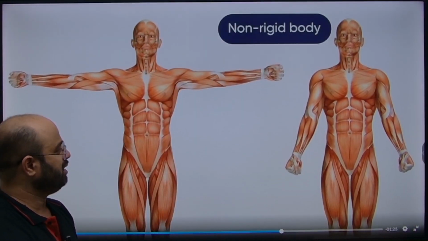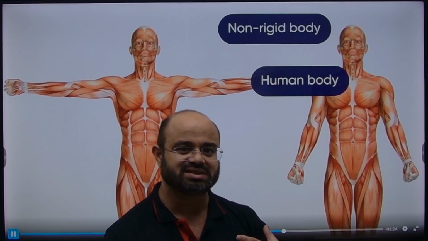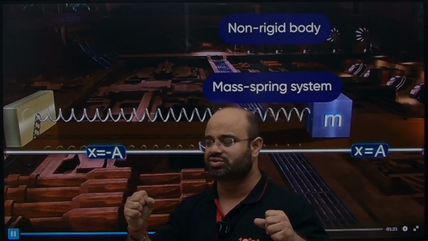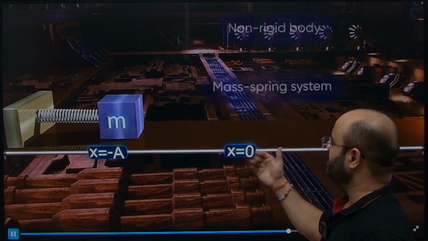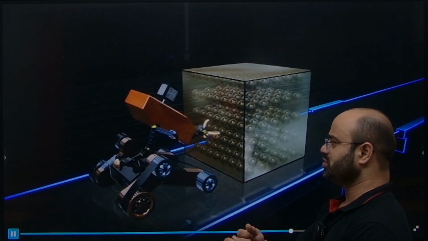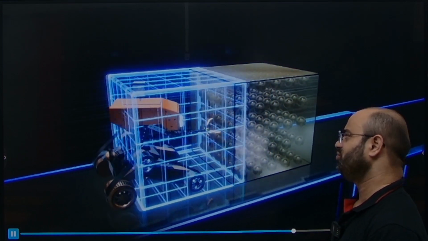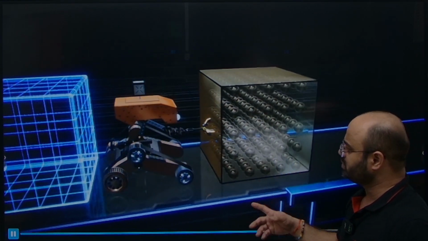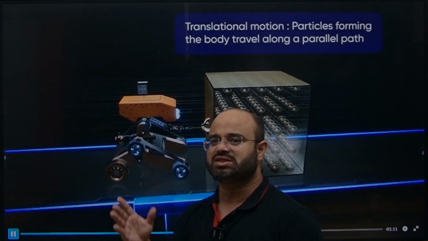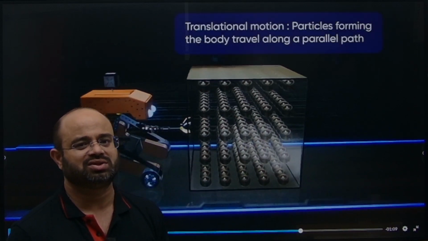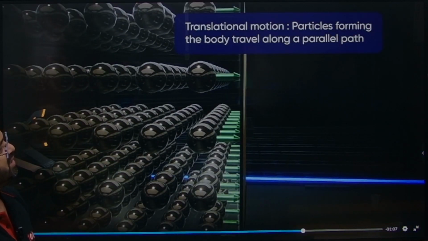Now let's see an example of a non-rigid body. Our muscles are non-rigid. We apply force, they become soft and move. A spring is a non-rigid system. When we apply force, it changes. But in a perfectly rigid body, when you apply a force, each particle moves with the same velocity in the same direction. So the distance between them is not going to change.